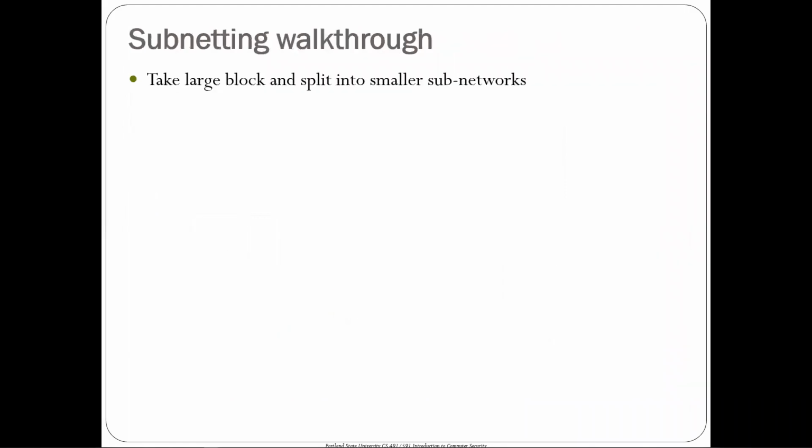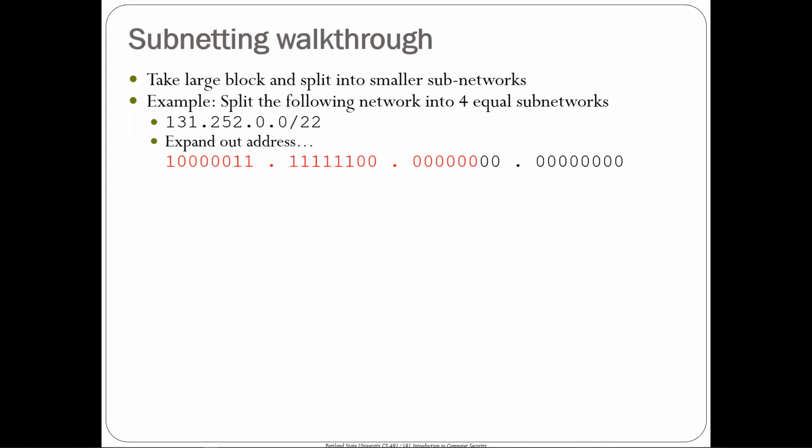Let's talk about a subnet walkthrough. Examples are the best way to get this into your head. Let's take a large block and split it into smaller subnetworks. I have this CIDR prefix 131.252.0.0/22, and let's say I want to split this CIDR prefix into 4 equal subnetworks.